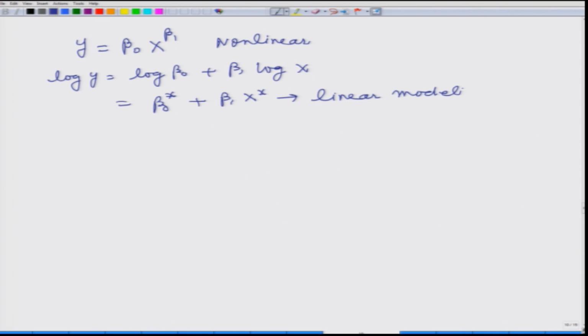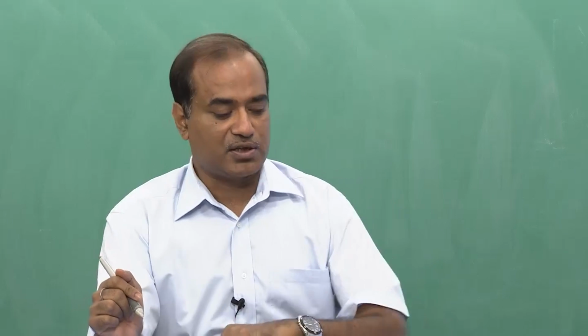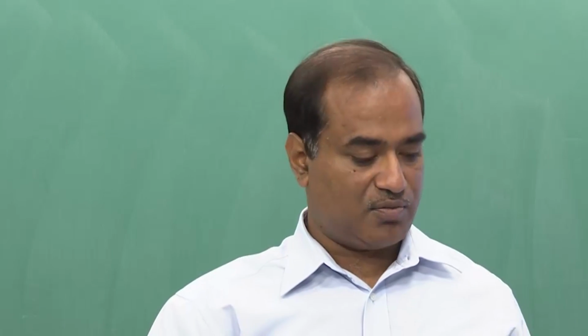But you have to keep in mind that the parameters have now changed. This is a linear model in parameters beta 0 star and beta 1. And the variables are also changed: you had x, and now your input variable is x star. So this is one example where I have tried to show you that if we have a nonlinear model, possibly it can be converted into a linear model, and we can continue with the statistical tools which we develop for a linear model.